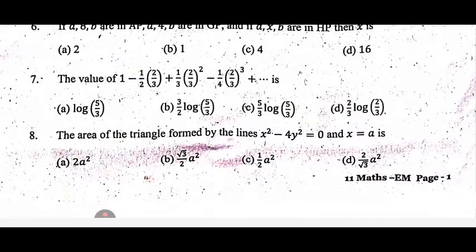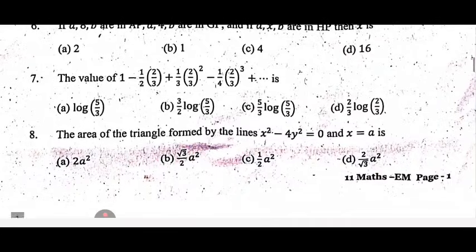Seventh one, the value of 1 minus 1 by 2 into 2 by 3 plus 1 by 3 into (2 by 3) the whole square minus 1 by 4 (2 by 3) the whole cube plus, so the next value is dash, they are asking.